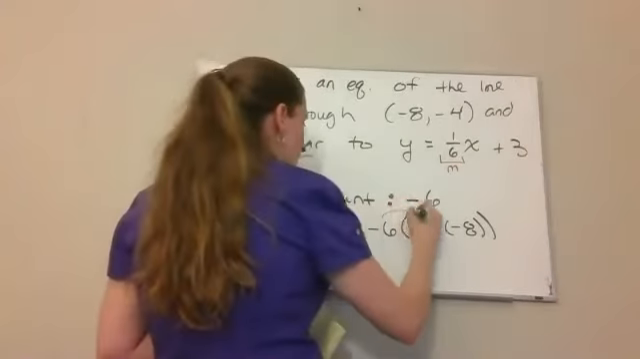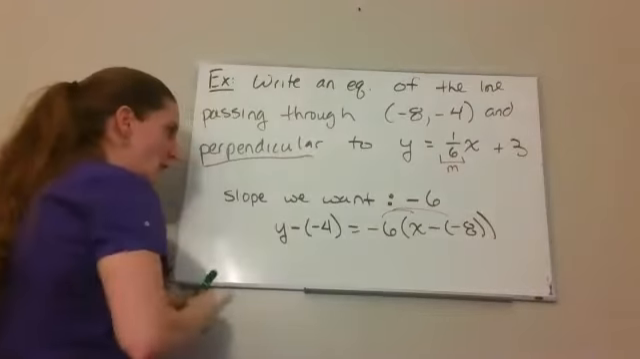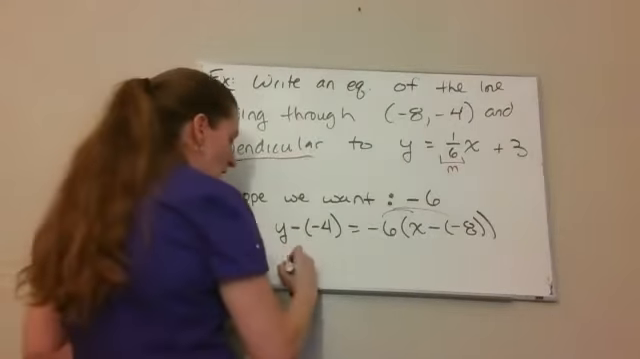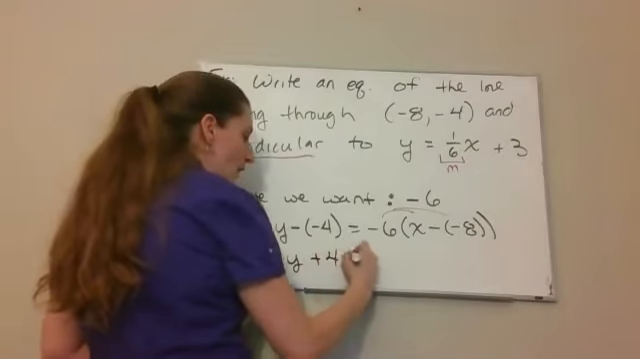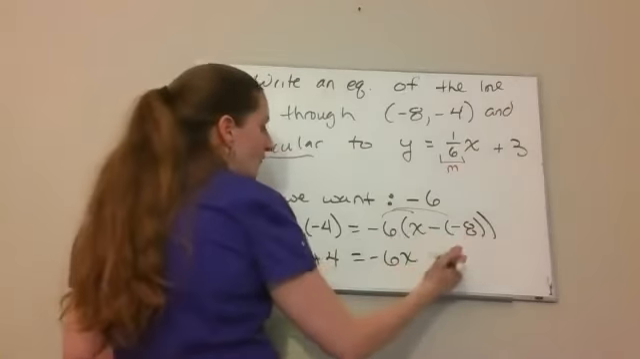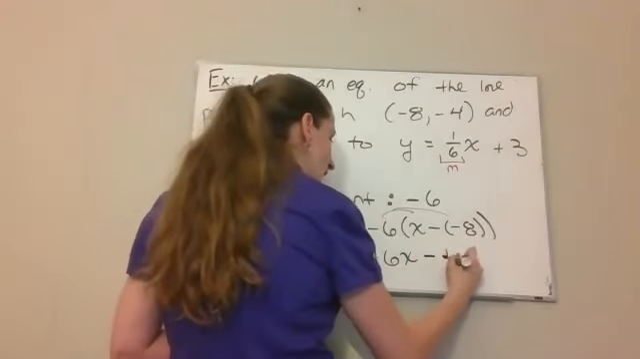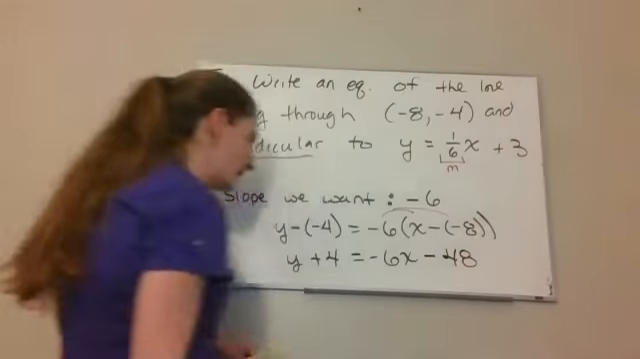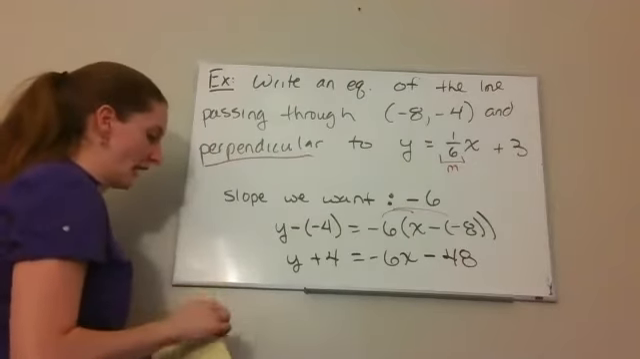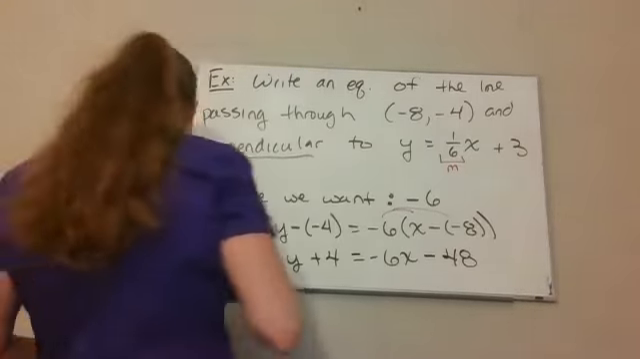So we're going to distribute. Be careful with all those negatives. That's where you're most likely to make a mistake. So this is y plus 4 equals -6x. And I have 3 different negatives, so it stays negative 48. And then to put it into slope-intercept form, I just have to subtract that 4 to the other side.